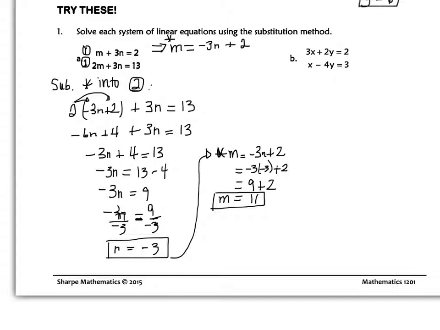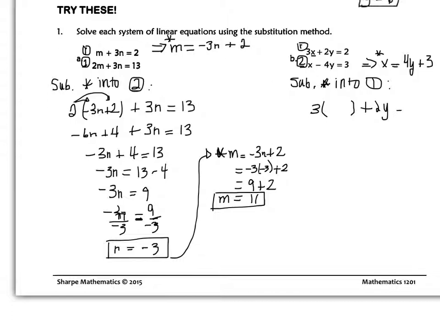The next example, it would probably be easier to rewrite the second equation for x, because you can easily get x by itself by bringing over that negative 4y. You add 4y to both sides, so that will give you positive 4y plus 3 on the right hand side of the equation. And if we substitute our star into equation 1 this time, because the star equation came from rewriting equation 2, we get 3 brackets instead of x, just replacing that x with our expression there, our star. Plus 2y equals 3.